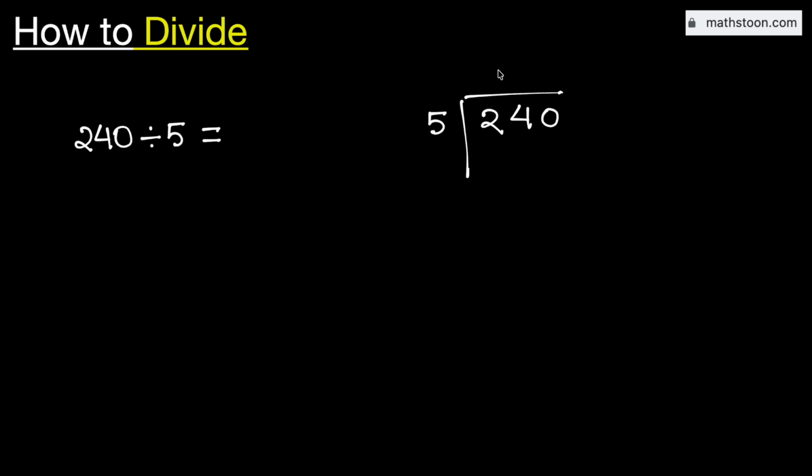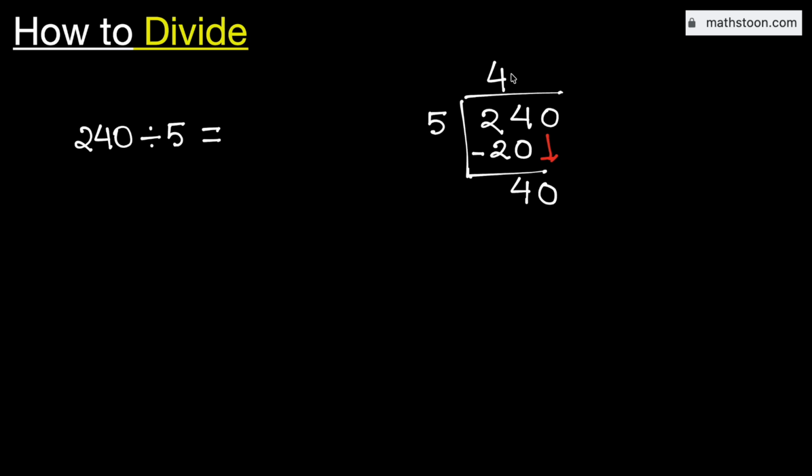We know that 5 times 4 is 20. Subtract, we get 4. Now see that this 4 is less than 5. That is why we need to bring down this number 0 here.